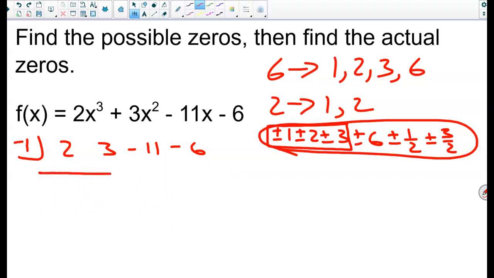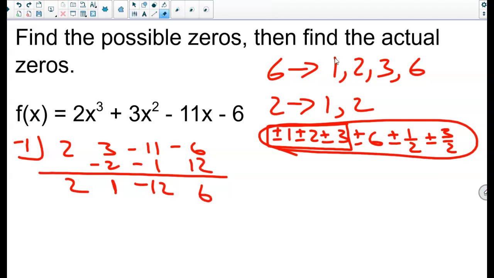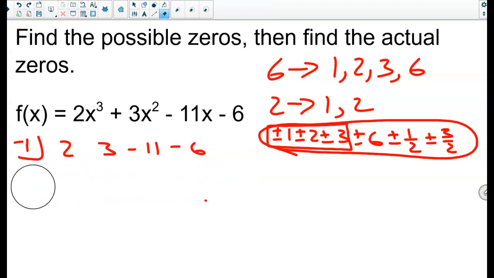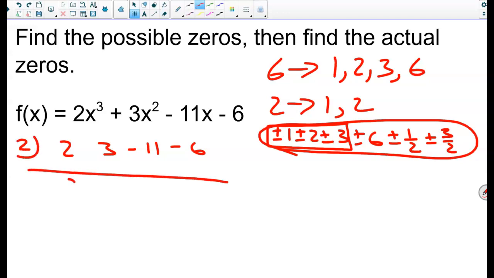Let's try negative 1. Drop the 2, we get negative 2, that's 1. Negative 1, that's negative 12. That's 12, that becomes positive 6. That's no good. So let's try 2. Drop the 2, we get 4, this is 7, we get 14, this is 3, we get 6, there it is. So 2 creates a 0.